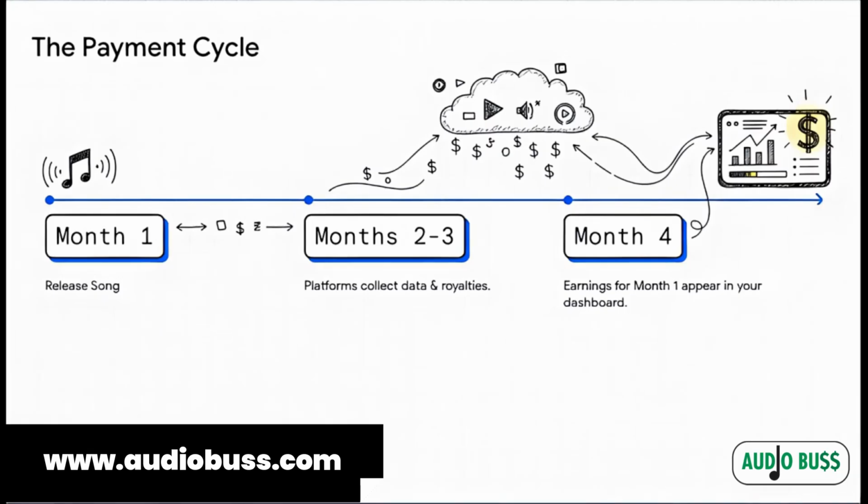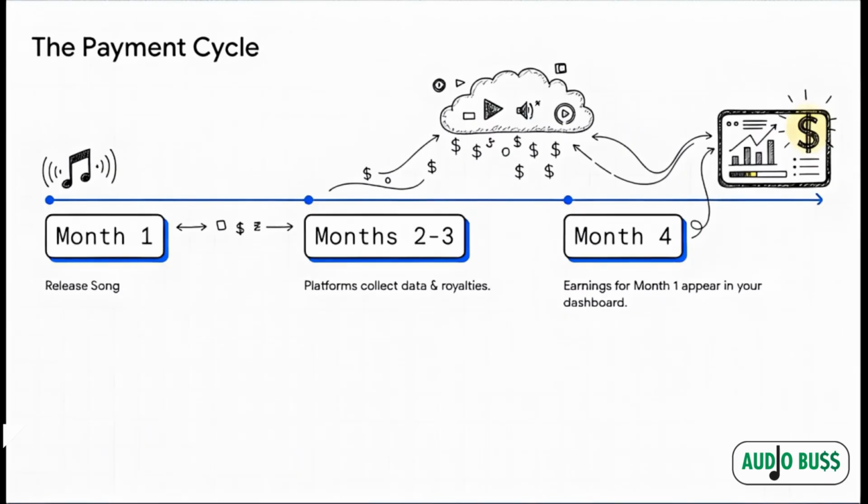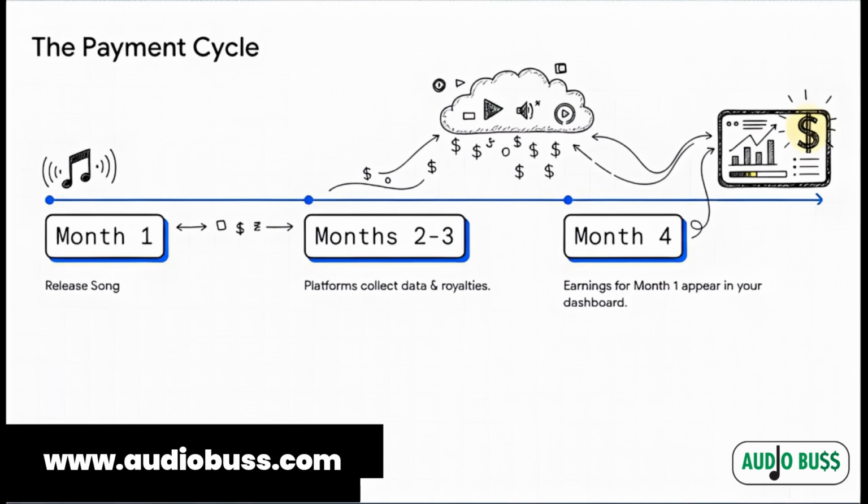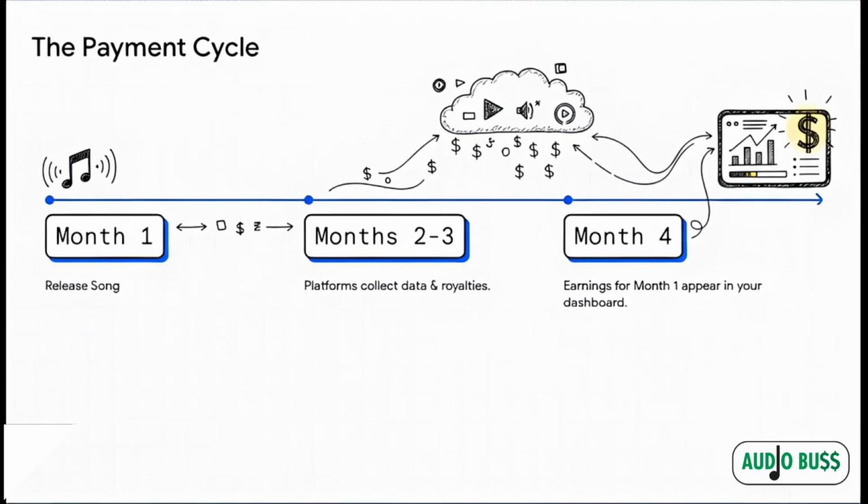All right, full disclosure. The payment schedule can seem a little weird at first, so let's just lay it out super clearly. Imagine you release your song in January. All the streaming platforms, they spend February and March gathering up all the data and the money. What that means for you is that the money you earned back in January won't actually appear in your dashboard until April. It's always about a 3-month lag. It might seem strange, but that's pretty much how it works everywhere in the music biz.